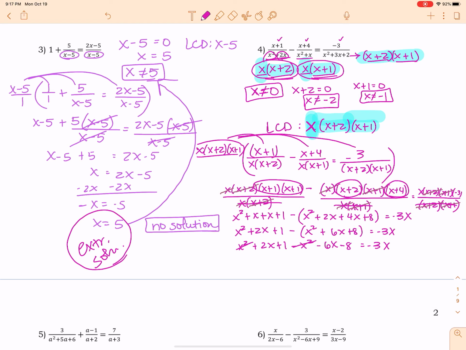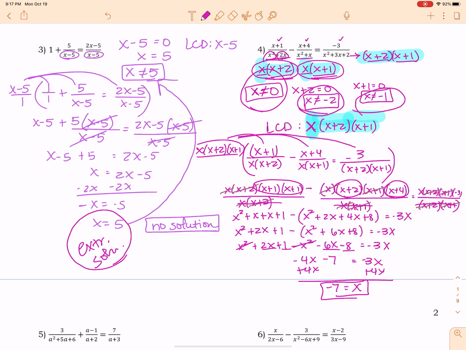X squared and negative x squared add to 0. 2x and negative 6x give me negative 4x. 1 and negative 8 give me negative 7. And now I'm going to add 4x to both sides. I've got negative 7 equal to 1x. So x equals negative 7, and negative 7 is not one of our restricted values, so there's our solution.